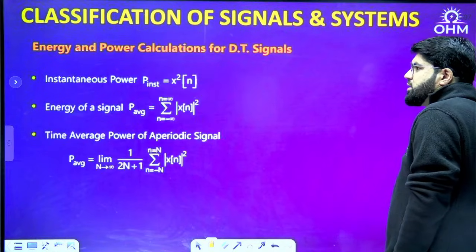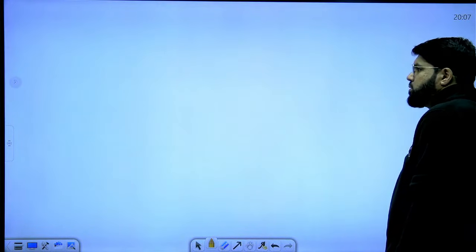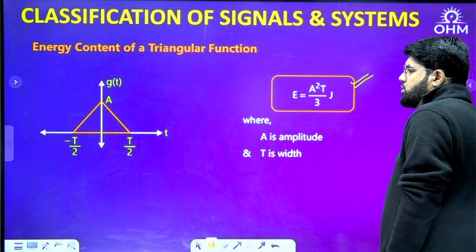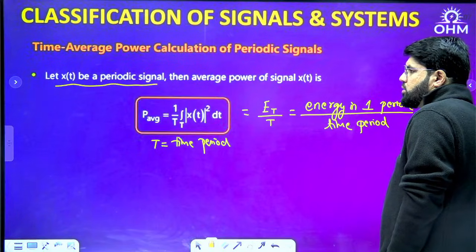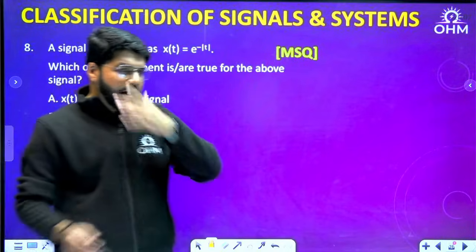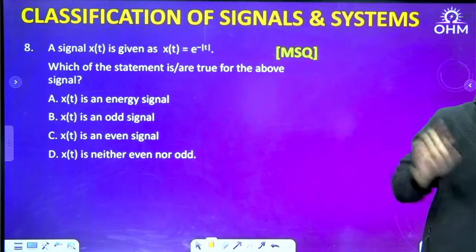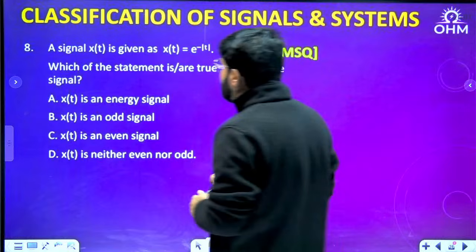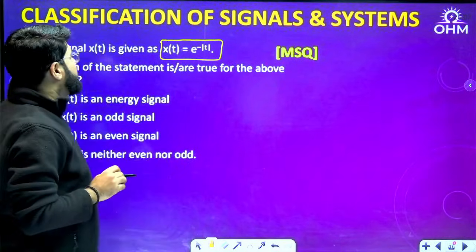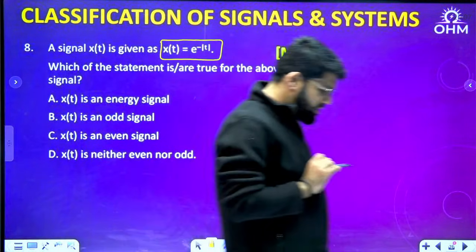Going to the next question, dear. Question number 8. Okay, a simple one. MSQ question. Out of 21 questions today, at least 5-6 are MSQs. This is the first one for today, but 5-6 MSQs have come. A signal is given by e power minus mod t. Which of the following is or are true for the above signal?